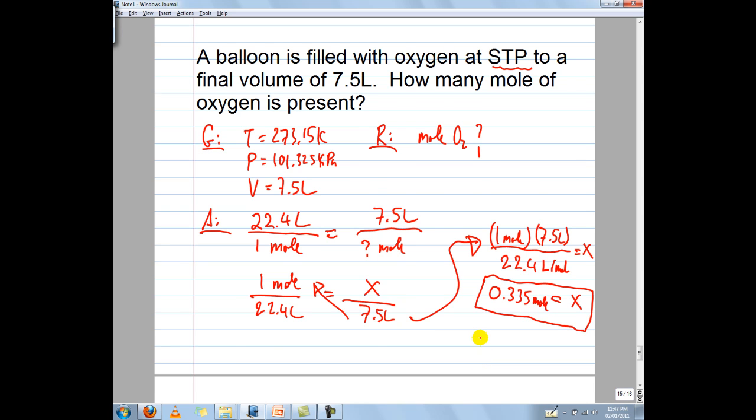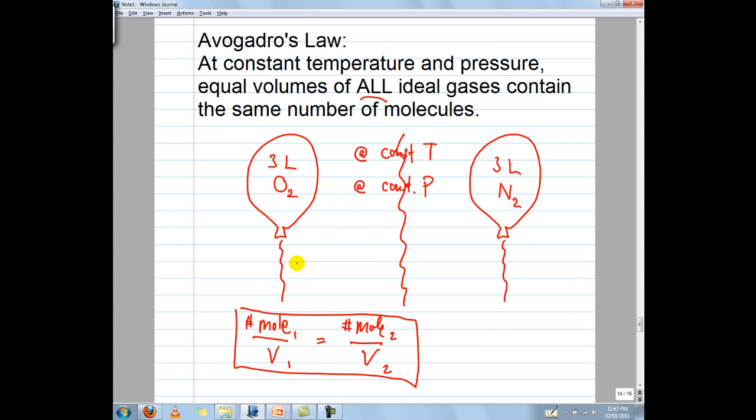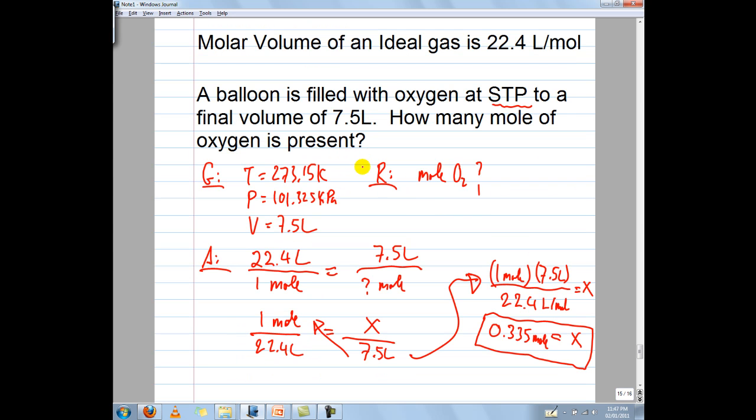Alright, so we were able to use Avogadro's law, where the mole and volume ratios are identical as long as the temperature and pressure remain the same. And since the temperature in our question does not change, we are allowed to use Avogadro's law.